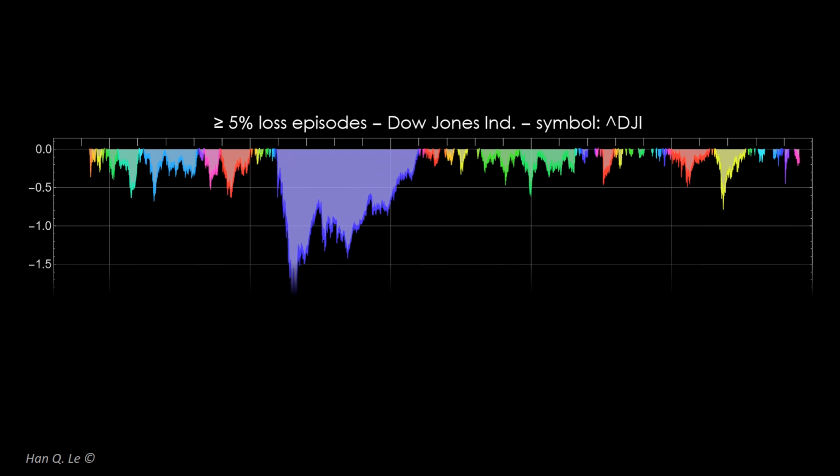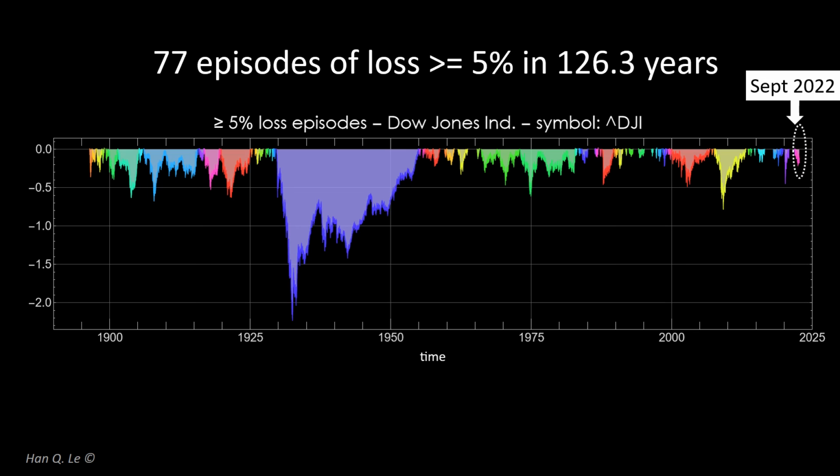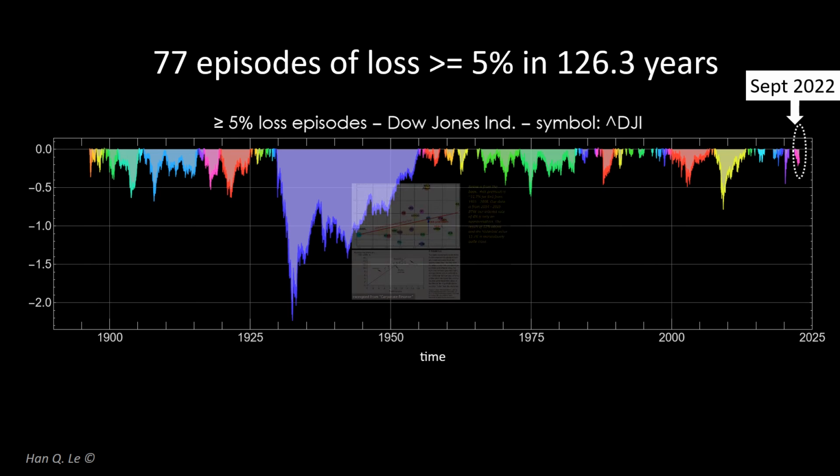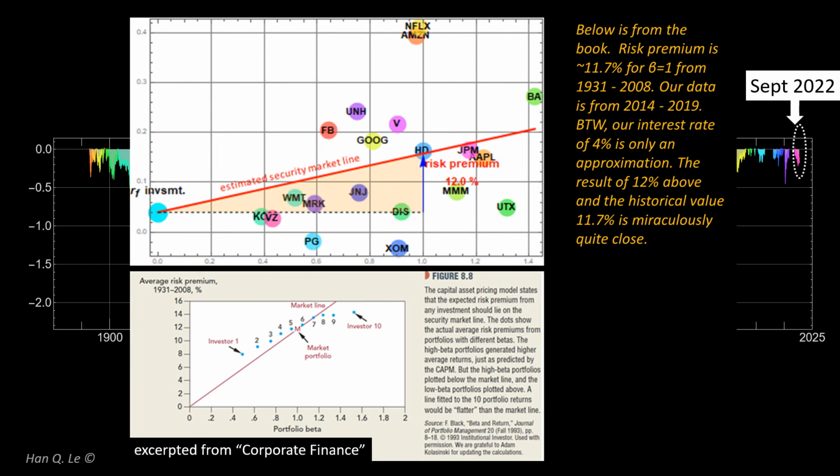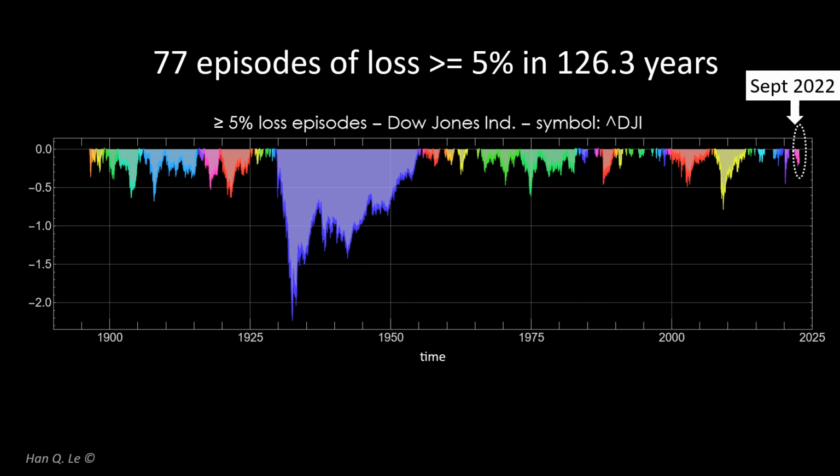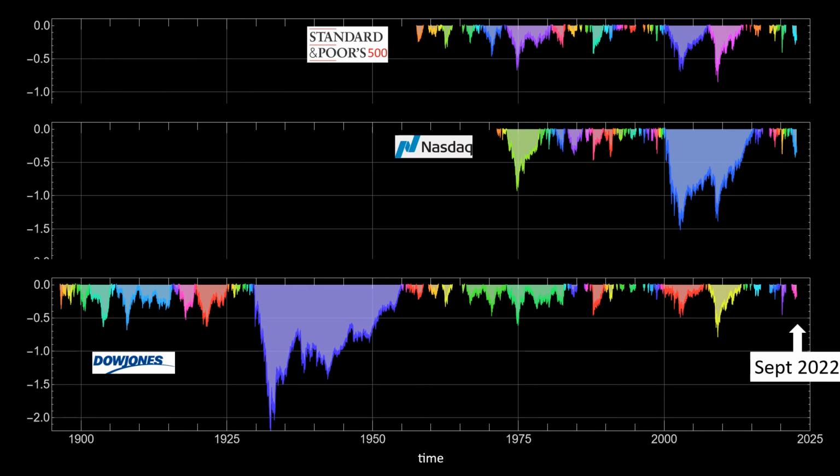For the Dow Jones, in spite of being more than twice longer than the NASDAQ, its number of loss episodes, 77, is only 50% higher than that of the NASDAQ, showing the latter's high volatility. It can be shown in another presentation that the three indices, with different growth rates and volatilities, obey the same textbook security market line of the old-fashioned capital asset pricing model, that is, high risk, high payoff. The 5% or more loss curves of all three indices are shown on the same scale.